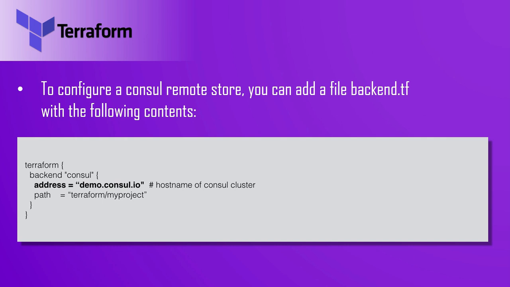Here you have terraform, backend consul. And then you put the address of your Consul cluster, here in bold. You can also choose a path of exactly where in this Consul cluster the state will be stored. This code you put in backend.tf or any other file named .tf. And that is the configuration for you.